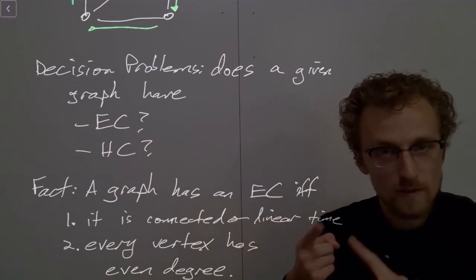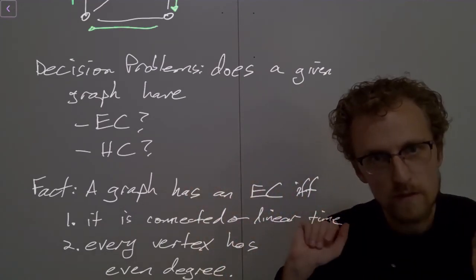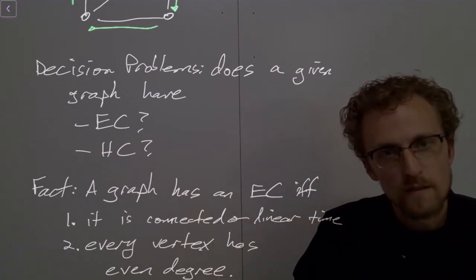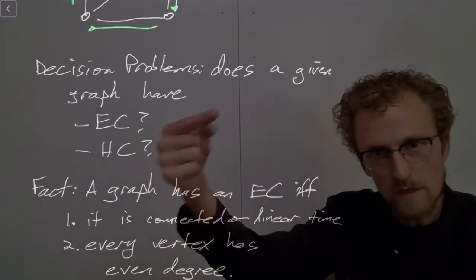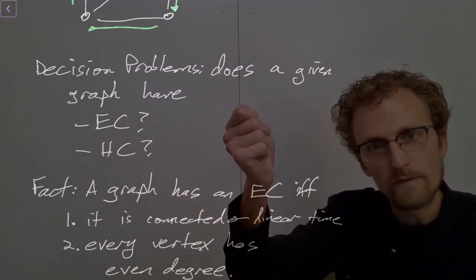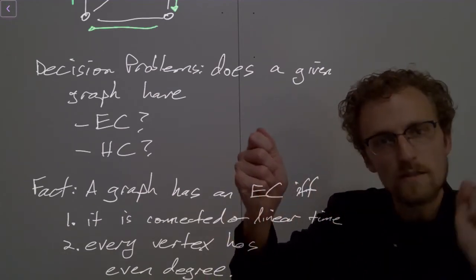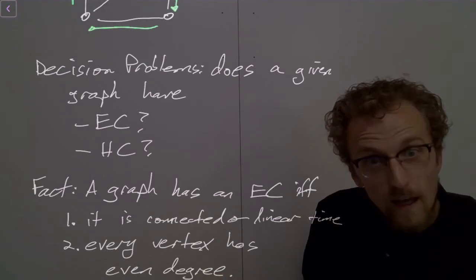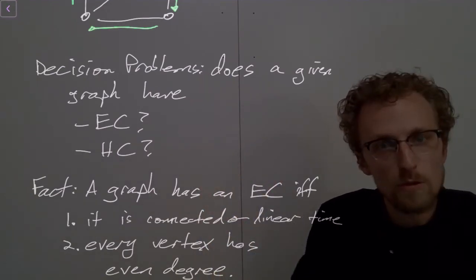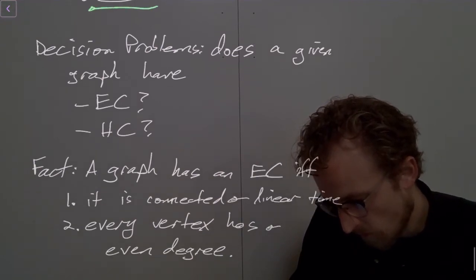That's all you have to do: one pass through the adjacency matrix and you're done. Or if it's adjacency lists, what do you have to do? Well, you have to go down the lists, and for each vertex in the graph, you have to make sure that it connects to an even number of vertices, right? So its adjacency list is an even length, which again is just one pass through the adjacency lists. So this can be checked in linear time as well.